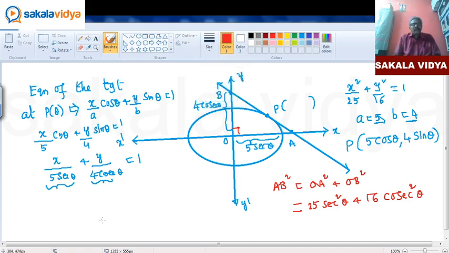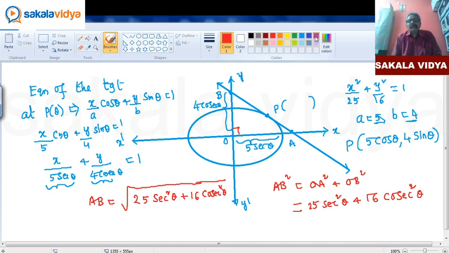Okay. So now we need to find out AB. AB is equal to root over 25 secant square theta plus 16 cosecant square theta. Now one thing to remember: we need to find the minimum of this value, to get AB minimum.